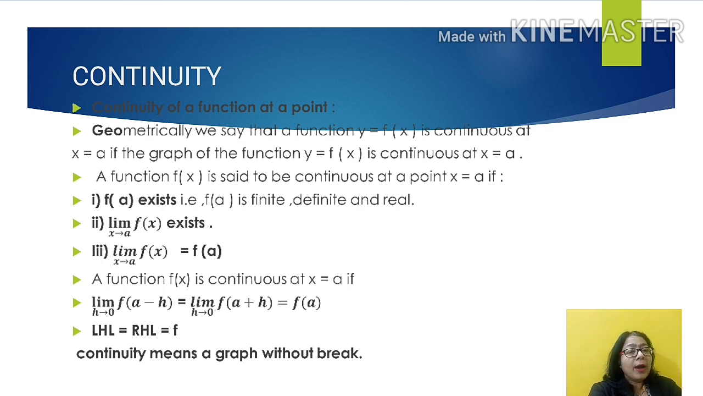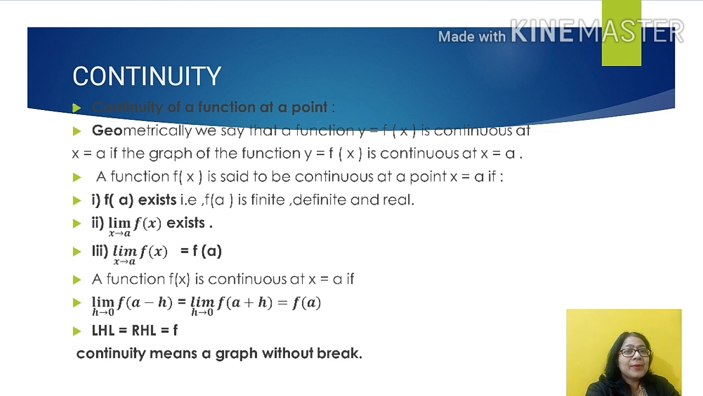Continuity of a function at a point. Geometrically we say that a function y equals f(x) is continuous at x equals a if the graph of the function is continuous at that point. Continuous always means, as we know, without lifting the pen. If we can draw the function, then we can say that this is a continuous function.